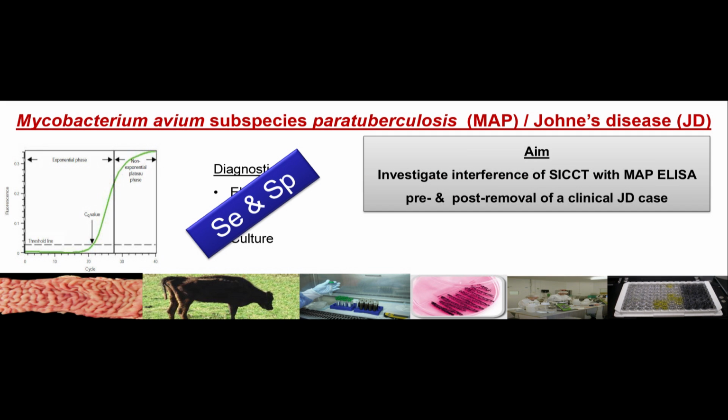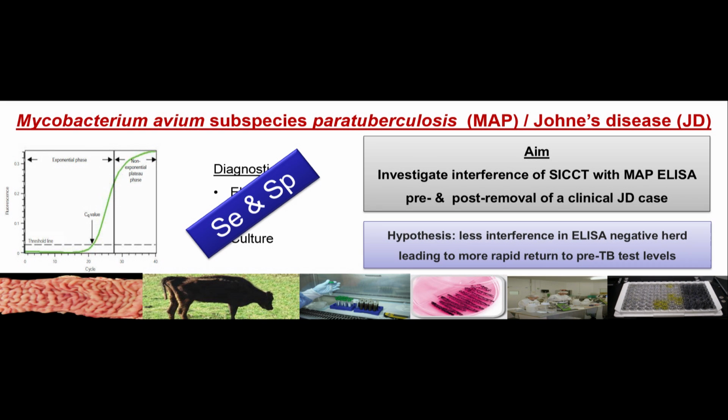However, it has previously been reported that skin testing interferes with MAP ELISA diagnostics, and with this in mind, it was our aim to investigate the interference of the skin test with MAP ELISA diagnostics both before and after the removal of a clinical case of Johne's. Our hypothesis being that in a seronegative herd, the skin test would interfere less with our ELISA diagnostics, leading to a more rapid return to pre-TB test levels.